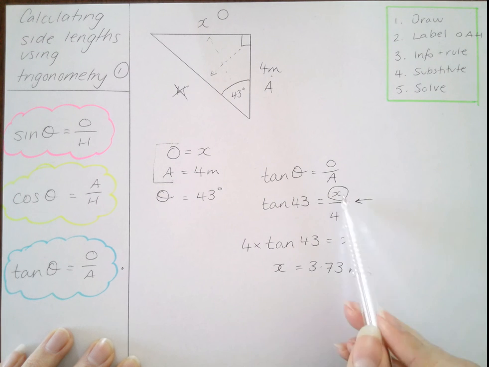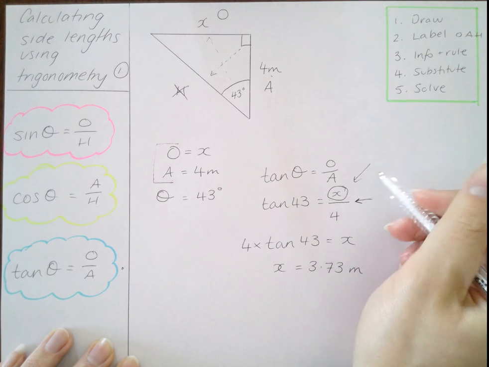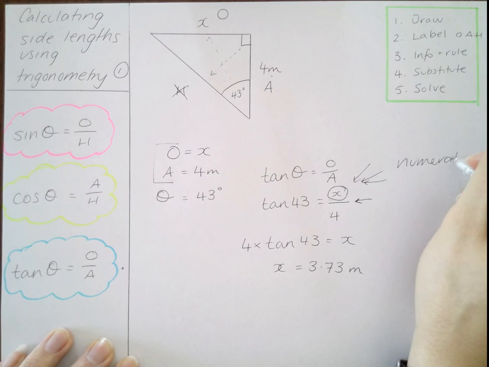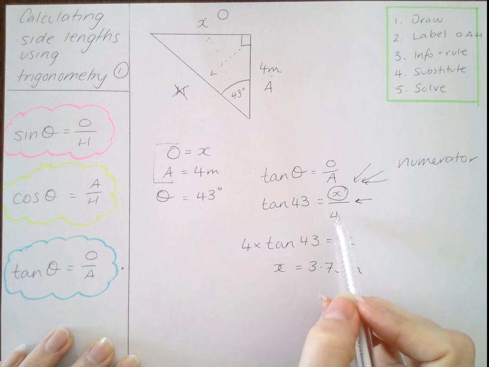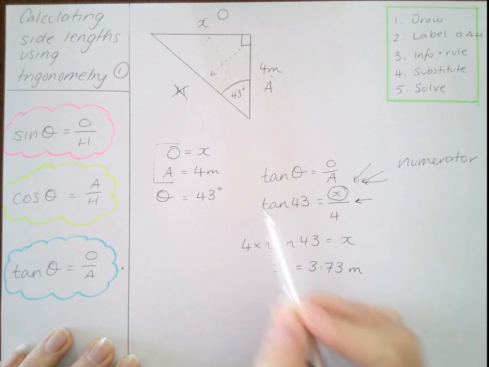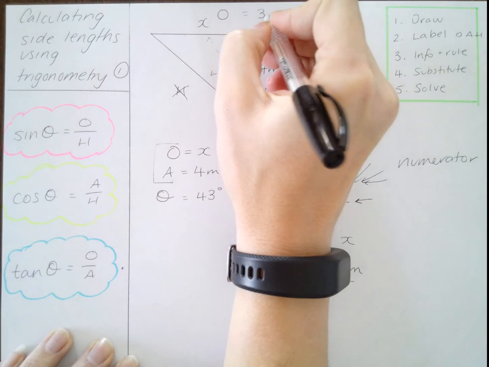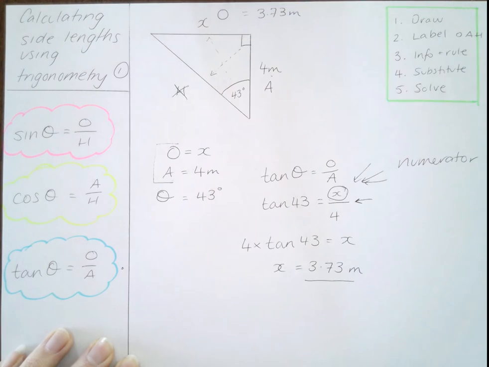So when our X, or our unknown, is on the top of the fraction, it's the numerator. The unknown part is the numerator. Then we take the denominator and multiply it by the other side of the equation, or the tan of 43, and we are finding our missing side length. So our O value equals 3.73 meters at the top there.